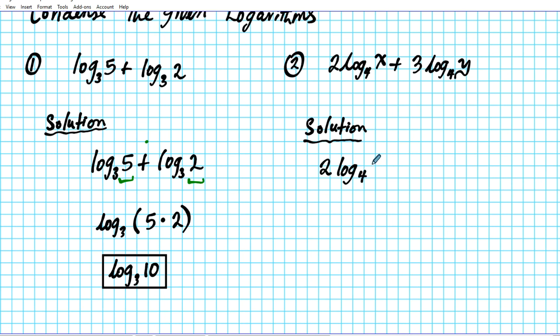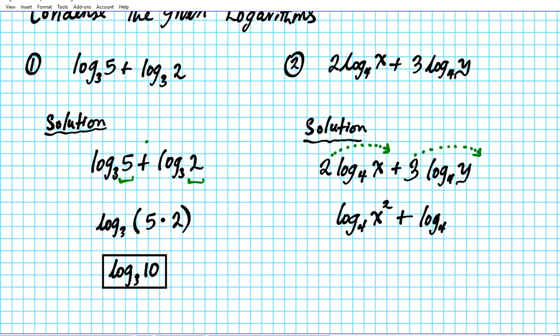Okay, so we have 2 log base 4 of x plus 3 log base 4 of y. So we're going to start by clearing out these coefficients. To accomplish that, we're going to use the power property, so we can power up the coefficients. So power that up and power that up. And that yields log base 4 of x squared, the coefficient becomes a power, plus log base 4 of y to the third.